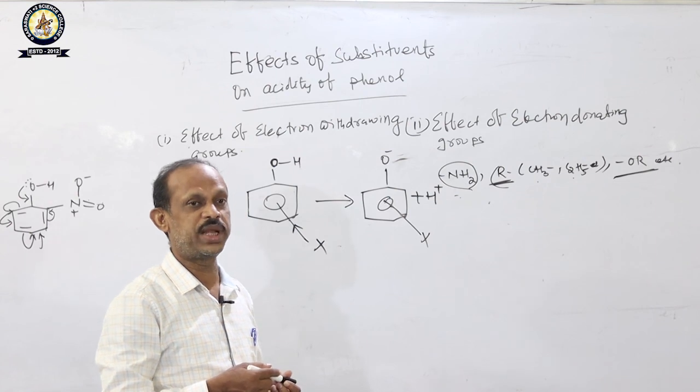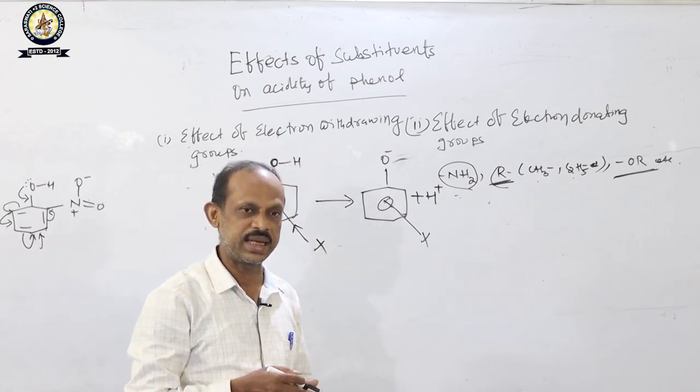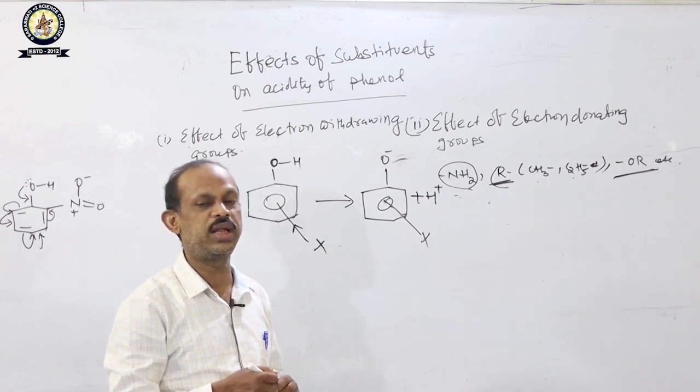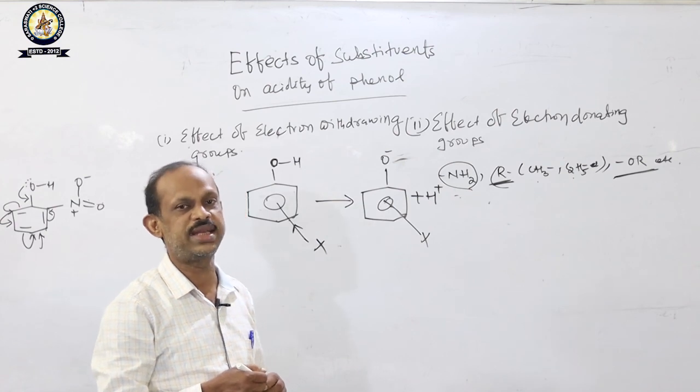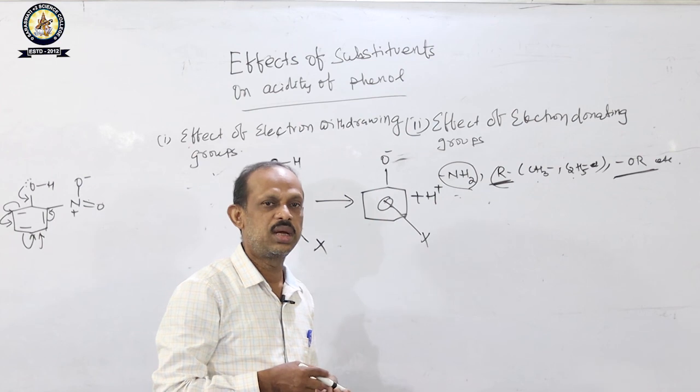Okay, due to the presence of an electron withdrawing group, acidic character increases, and due to the presence of an electron donating group or electron releasing group, the acidic character decreases. Okay, students, thank you.